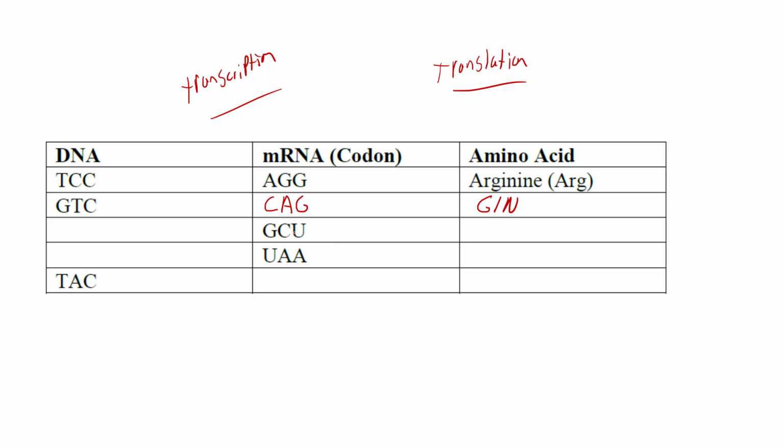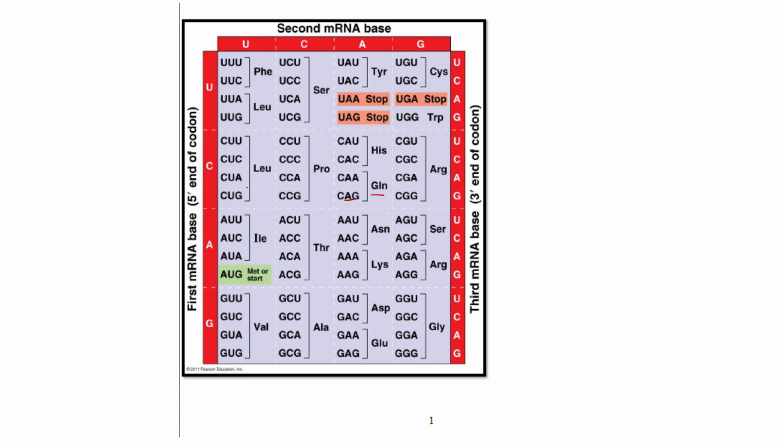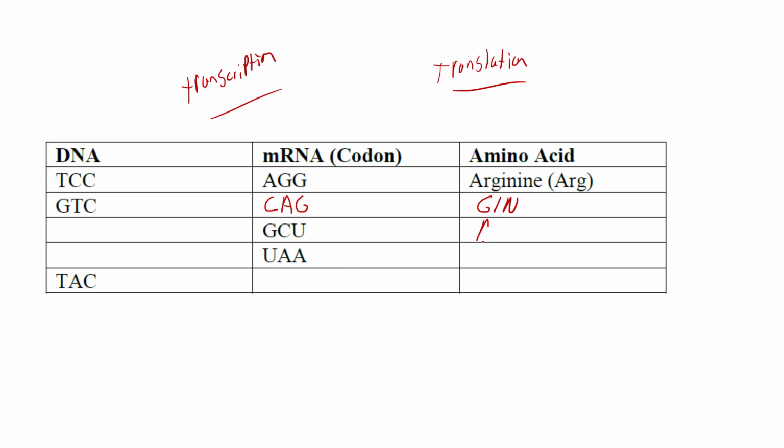GLN. All right, what if we had the messenger RNA GCU? Well, first let's look up the amino acid, GCU. GCU, right there it is. It's alanine, or ALA. ALA is the amino acid. These are abbreviations, by the way, for a longer name, okay? What would the DNA have been then that coded for GCU? Well, that would have been CGA.